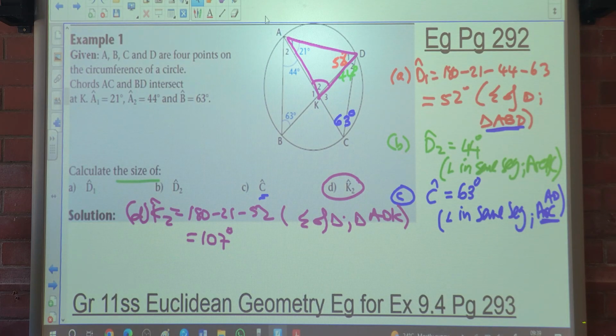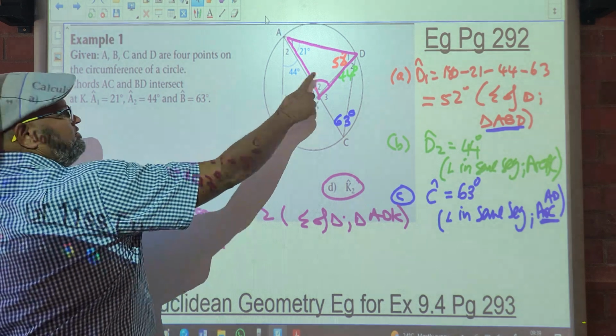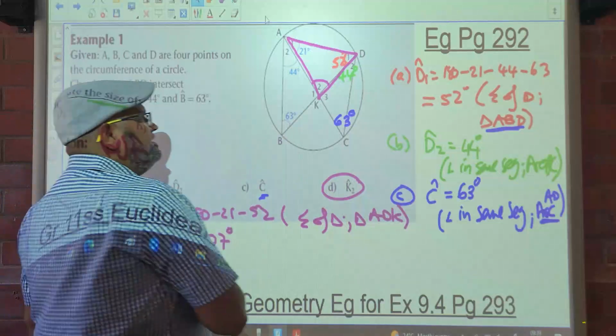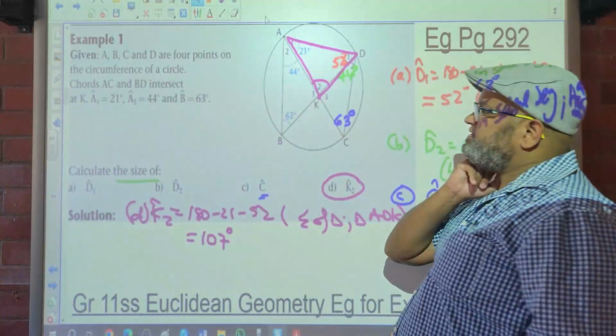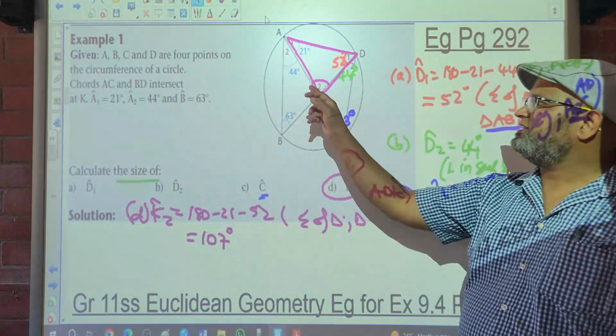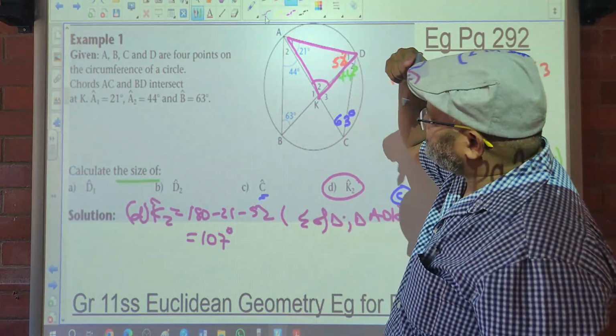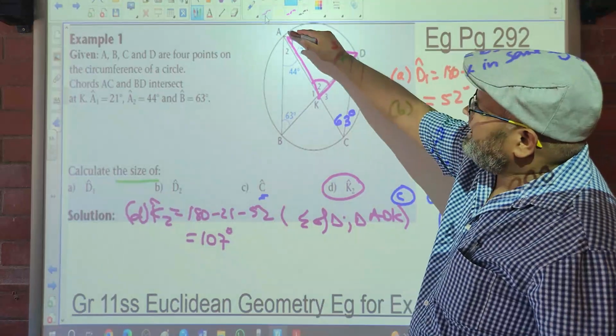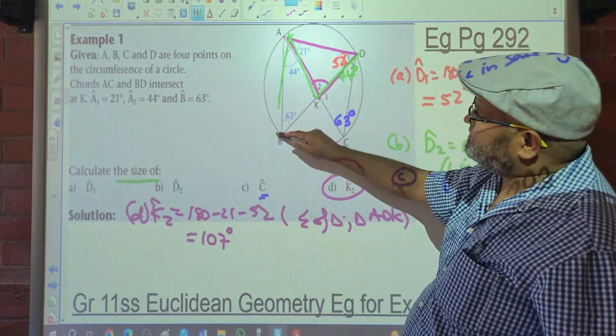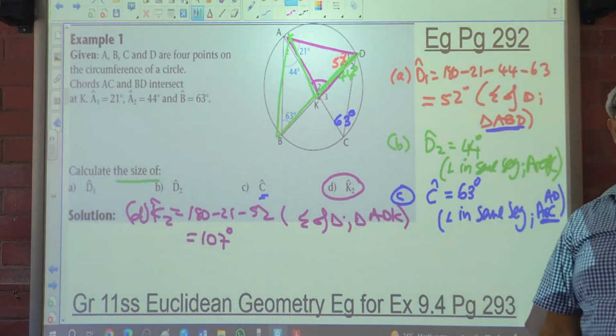Alright, how else could we have calculated K2? Exterior angle. So K2 is equal to 44 plus 63, which is 107. Exterior angle of triangle AKB. Could I have said angle at center? That's what I meant. I didn't mean the 90. Could I go: angle at center is equal to twice angle at circumference?